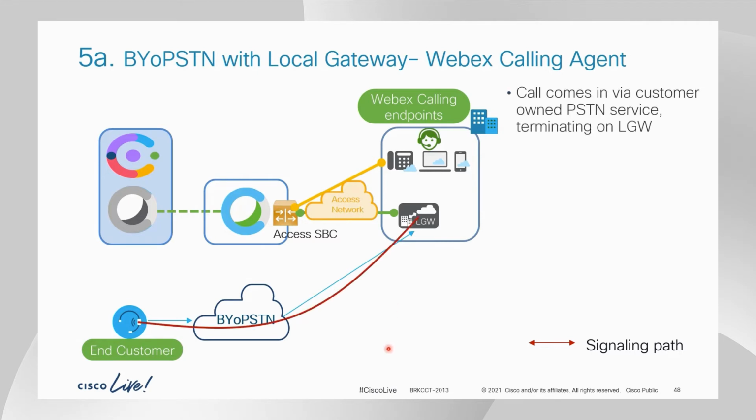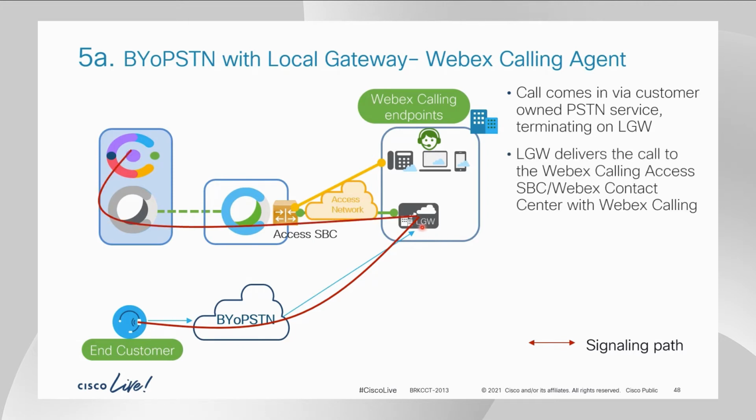So the call comes in, the end customer dials your contact center number, call comes in via your bring your own PSTN option onto the local gateway, terminates on the local gateway. The local gateway is registered to Webex calling, right? It sends that call to Webex calling. The Webex calling sends that call to Webex Contact Center within our data center. By the way, this is all transparent to you.